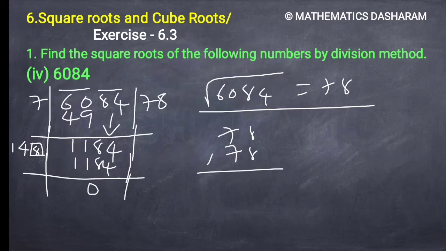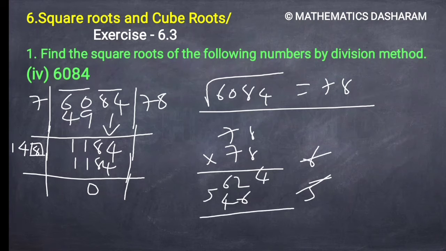78 into 78. 8 8s are 64, 6 carry. 8 7s are 56 plus 6 is 62. 7 8s are 56, 5 carry. 7 7s are 49 plus 5 is 54. So then 4, 8, 10, 1 carry 6, so 6084. So then our answer is correct.